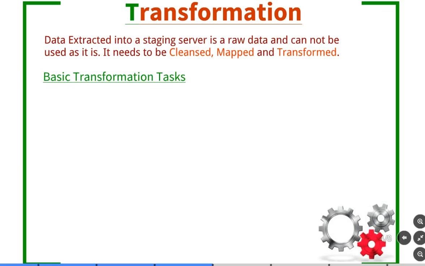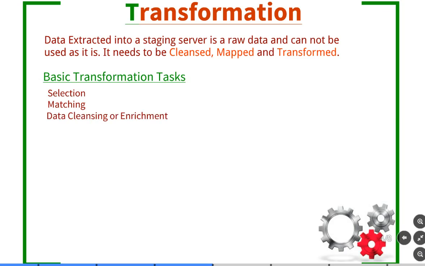So let's look at the basic transformation tasks. First is the selection, wherein we select the data which is required to be loaded into a data warehouse or which is actually meant to be transformed. Next step is the matching. In this step we look up the data from various lookup files and then match the data that needs to be transformed. Next part is data cleansing and enrichment.